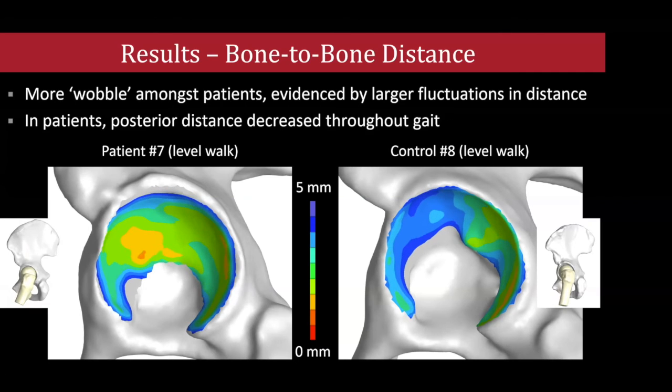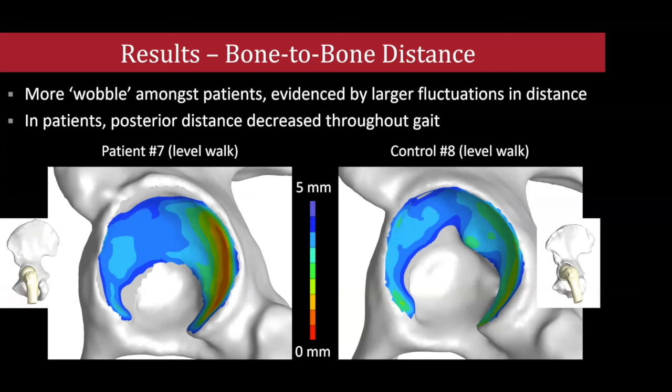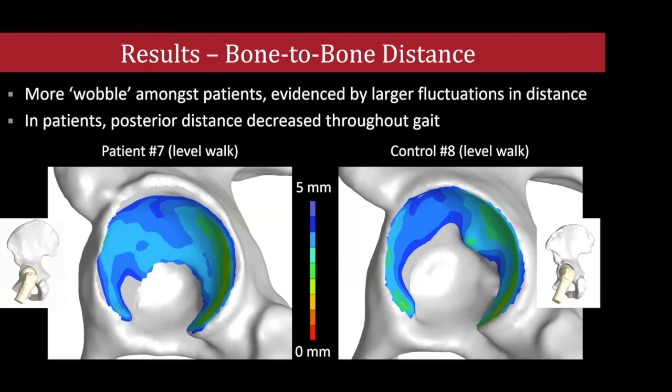And here we're getting to about mid-stance. Again, you can see there's a lot more fluctuations going on in the patient than in the control. And then this goes back to heel strike again right here.